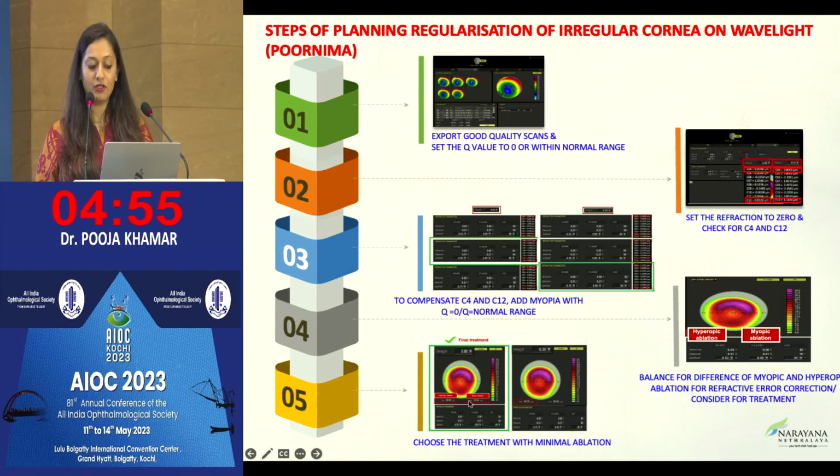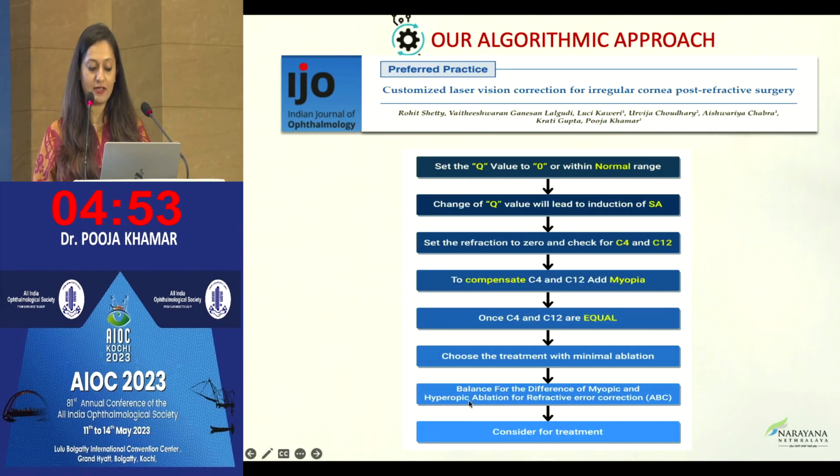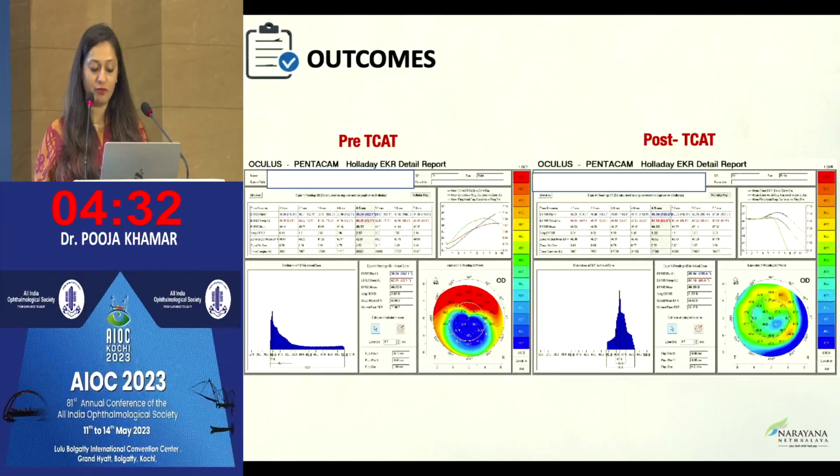So this is what probably you would do for regularization of surface, and this is also told here in the chart, what stepwise you do: set the Q value to 0, as Q will lead to induction of SA, set the refraction to 0 and check for C4, C12, compensate for C4, C12, add myopia. Once the C4, C12 are equal, then you can choose the treatment with minimal ablation.